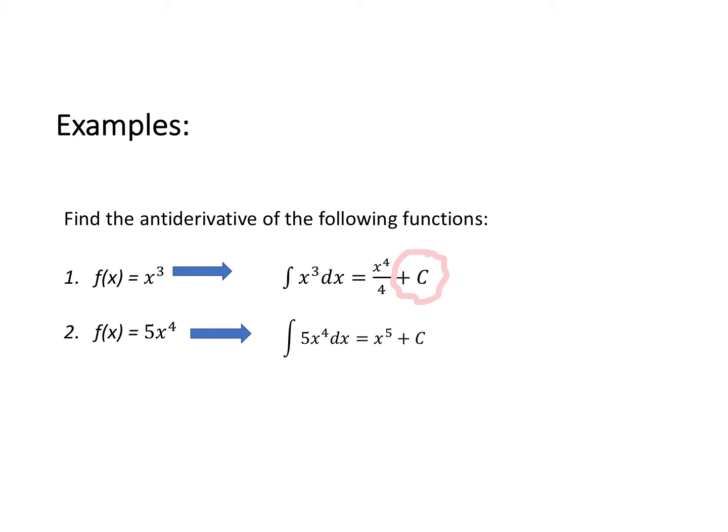Now, let's look at the other example here. F of x is equal to 5x to the fourth. We'll increase the exponent by 1, so now it becomes 5. Divide by 5, but we've already got a 5 coefficient, so those simply cancel. And then the last step is to add c, the constant. So the antiderivative of 5x to the fourth is simply x to the fifth plus c.